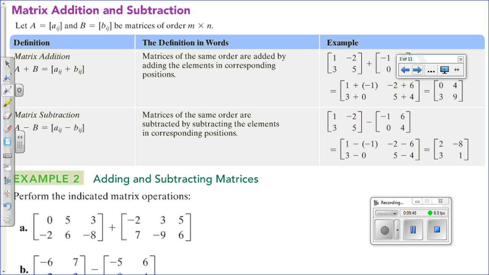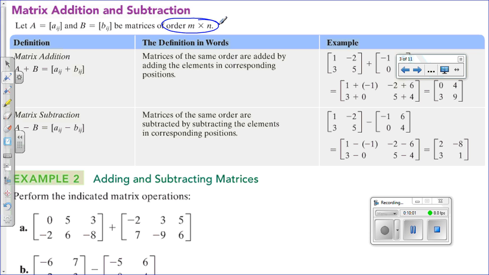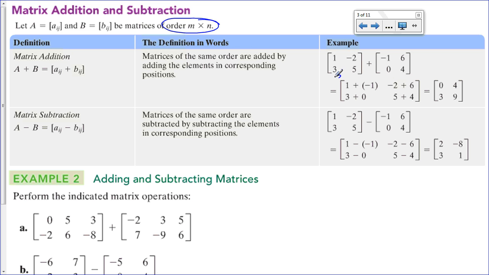We have here the properties of addition and subtraction. And so for two matrices to be added or subtracted, they must have the same dimensions. So if we have a matrix that is a 2 by 2, it can only be added or subtracted to another matrix that is also a 2 by 2. If the dimensions are not equal, then the addition or subtraction is just simply undefined. So that's why here we have the statement saying they must have the same order.